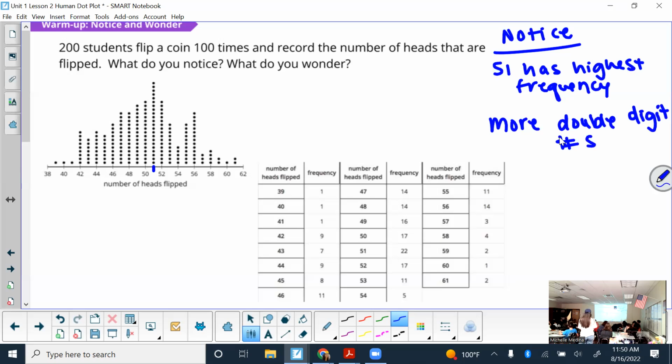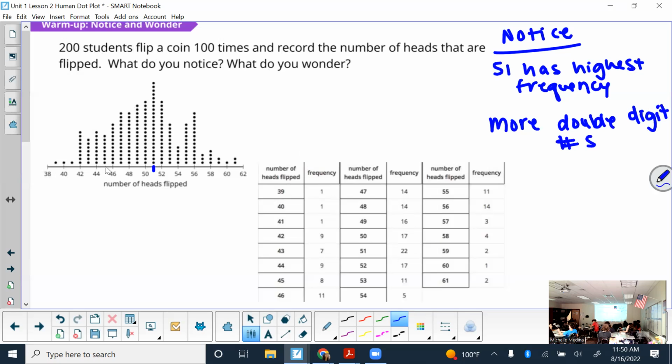Anyone else notice something? It can be as simple as what seems to be the smallest frequency? Any of these that have just one could be considered the smallest frequency. Other things that you could notice are the number of data points. It says that 200 students flipped a coin 100 times. Well, does this add up to 100 or does this add up to 200 dots? That's also something that you could notice.